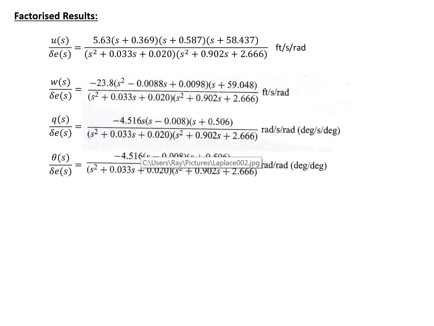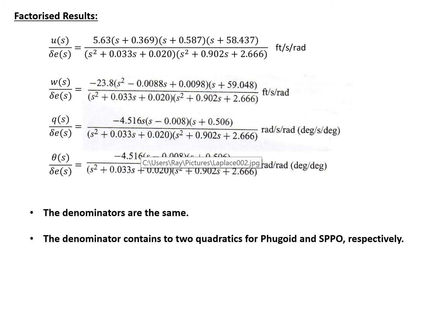we know that if it can be divided into 2 quadratic equations, one is for the Phugoid and the other is for the short period pitching oscillation. This is the same here. So the denominators are the same, and the denominator contains 2 quadratics, one each for the Phugoid and the short period pitching oscillation respectively.